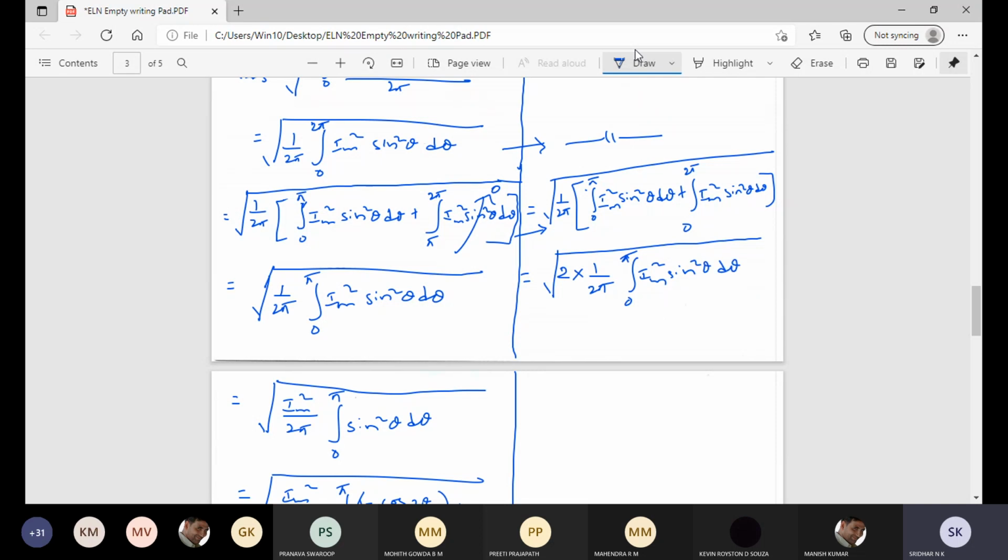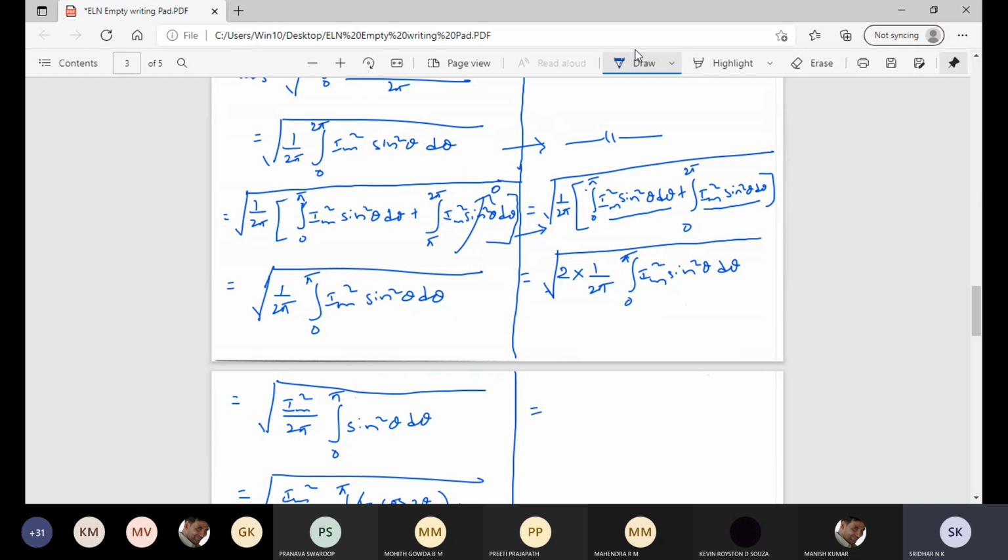Can I write like this? Because the values which you got here, the same values will be here also. It is a replica, which means it is twice this component. That's why it is 2. Are you clear why I have written this into 2?